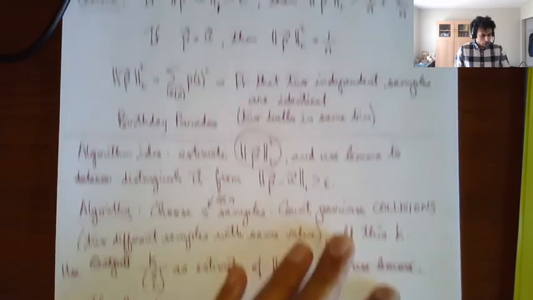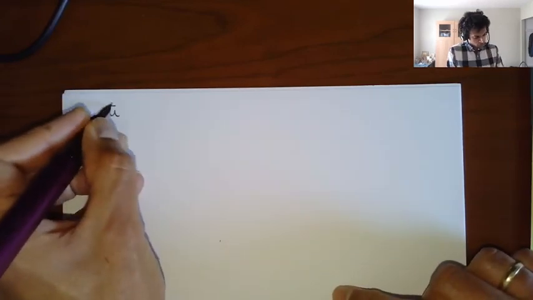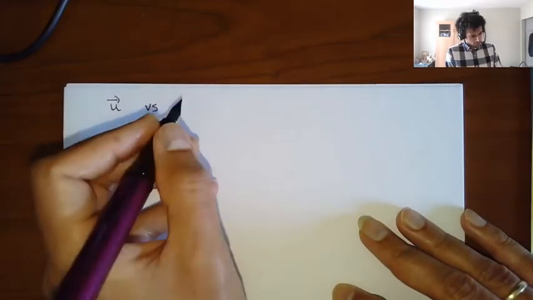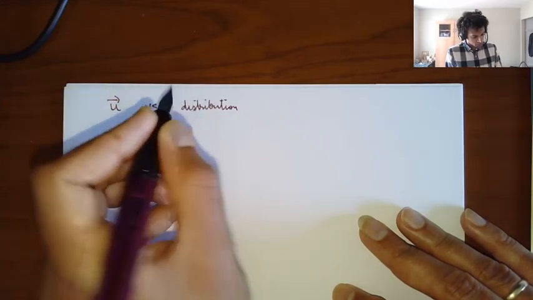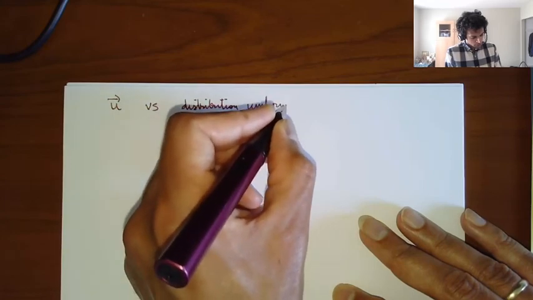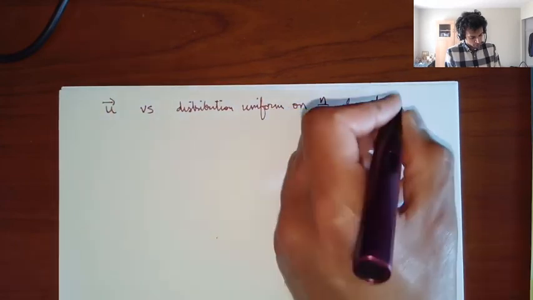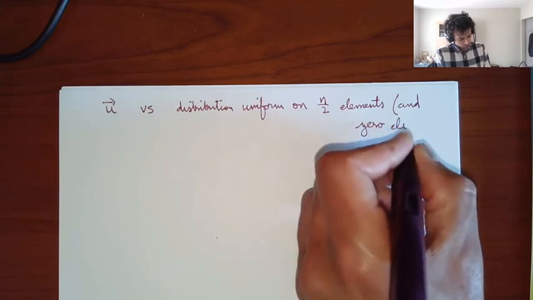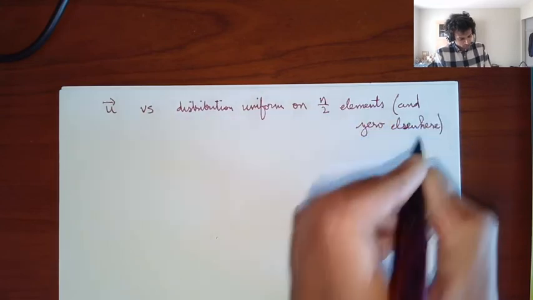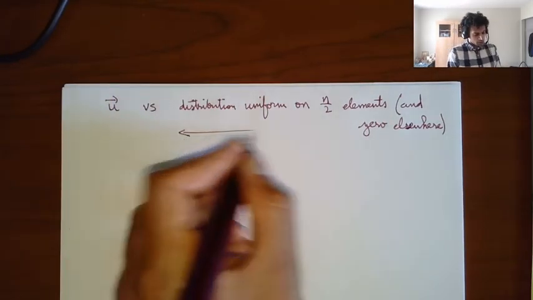Just to give you some sense of the challenges here. Here's the uniform distribution versus a distribution that is uniform on n over 2 elements and 0 elsewhere. Right? This is far from uniform. This is far from U.